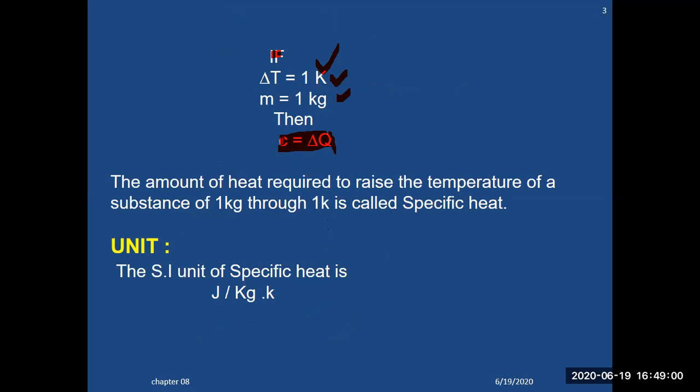Specific heat of a substance. The amount of heat required to raise the temperature of a substance of 1 kg by 1 Kelvin is called specific heat. Whatsoever the amount of heat we require to increase the temperature of 1 kg of a substance by 1 Kelvin, that is the specific heat. Its unit will be 1 joule per kg per Kelvin. The SI unit of specific heat is joule per kg per Kelvin.